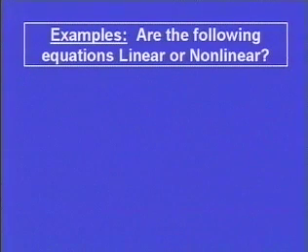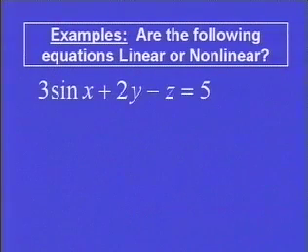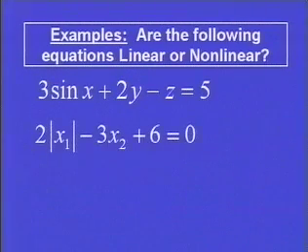Are the following equations linear or nonlinear? Here we have 3 sine x plus 2y minus z is equal to 5. As you see, the 2y and the minus z are fine. The 5 is also okay. But the sine of x presents a problem because that's a function of a variable. It's the function of the sine. So that one was not linear.